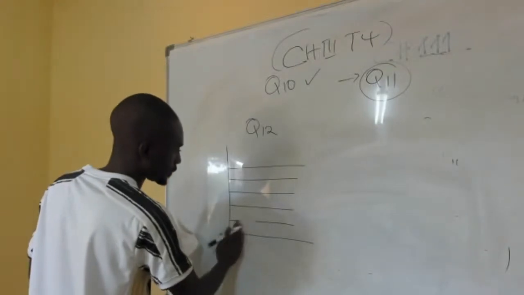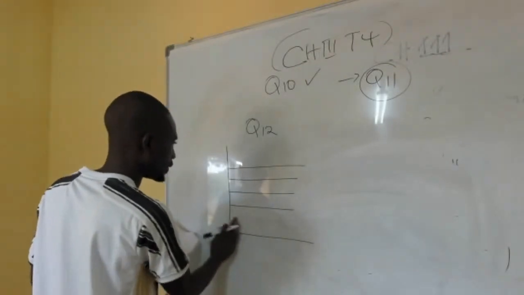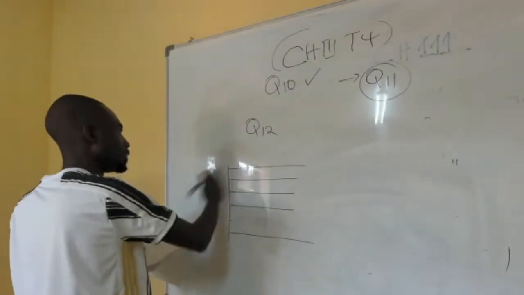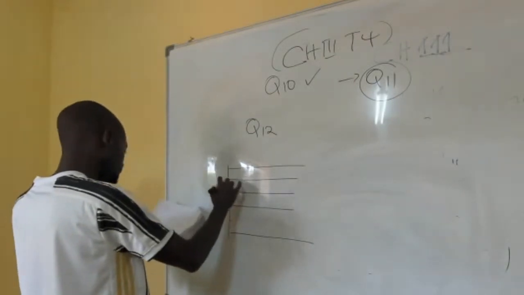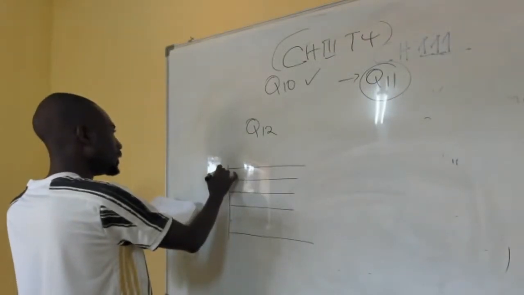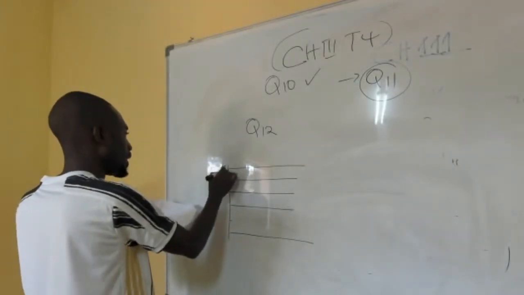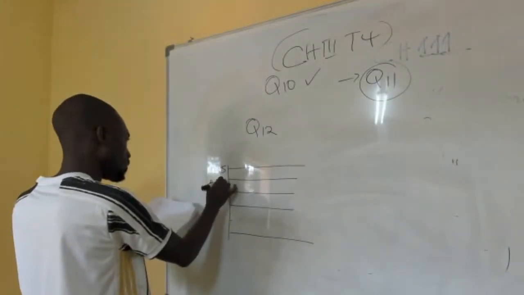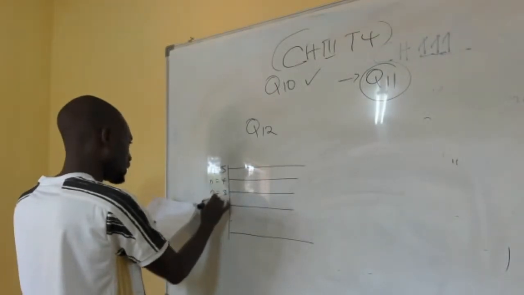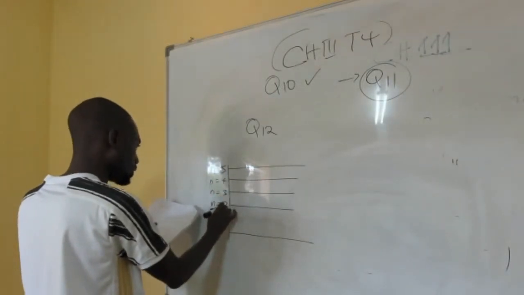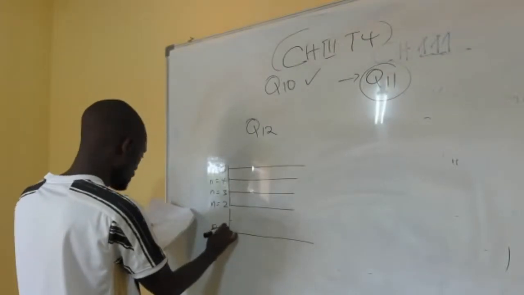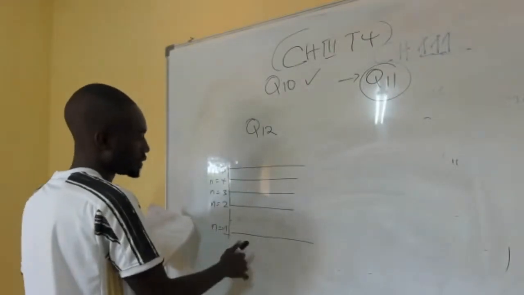Okay. So all this. We can say this is N equals 5, N equals 4, N equals 3, N equals 2, N equals 1. Okay. So all these are energy levels.